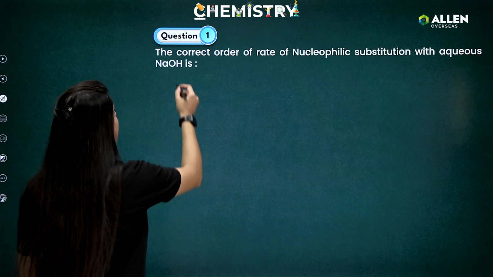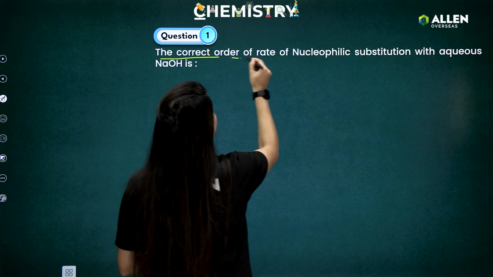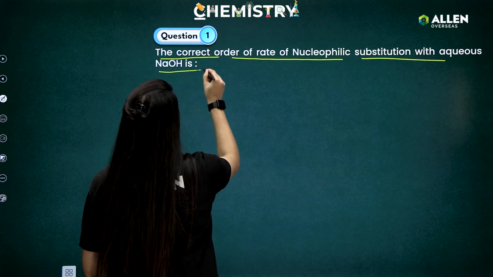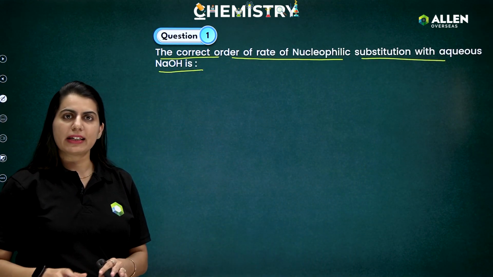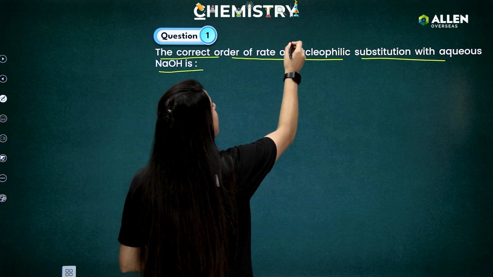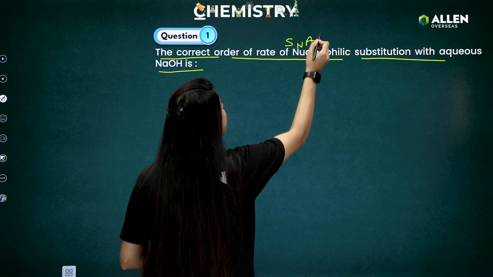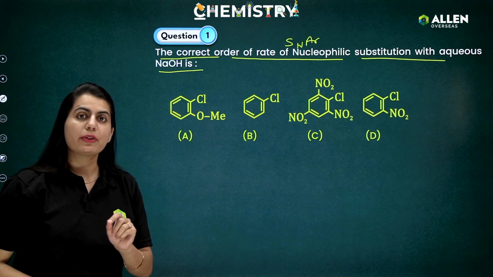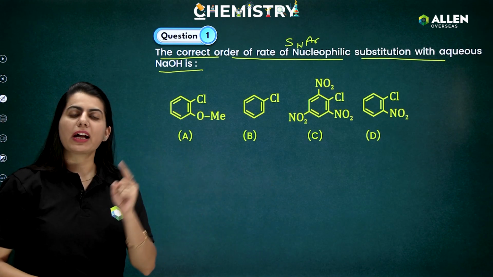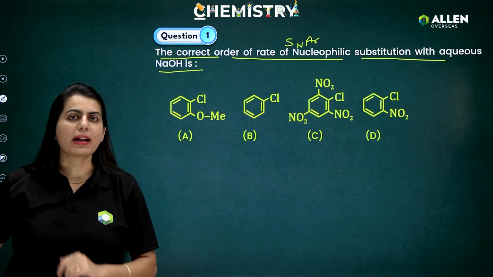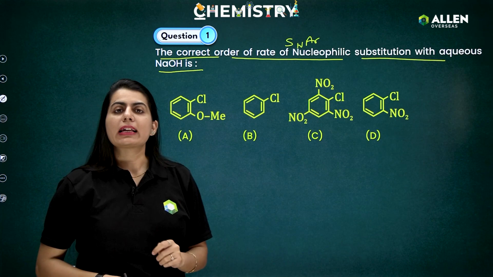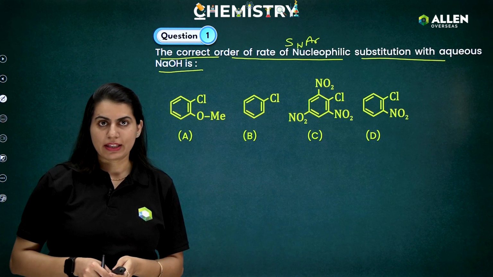Let's start with today's session with question number 1. It says that the correct order of rate of nucleophilic substitution with aqueous NaOH is. So in this particular question, we are discussing SNAr, and these are the kind of options provided because we are given aromatic compounds. So we are discussing nucleophilic aromatic substitution, and we are being asked the rate of nucleophilic substitution with aqueous NaOH.